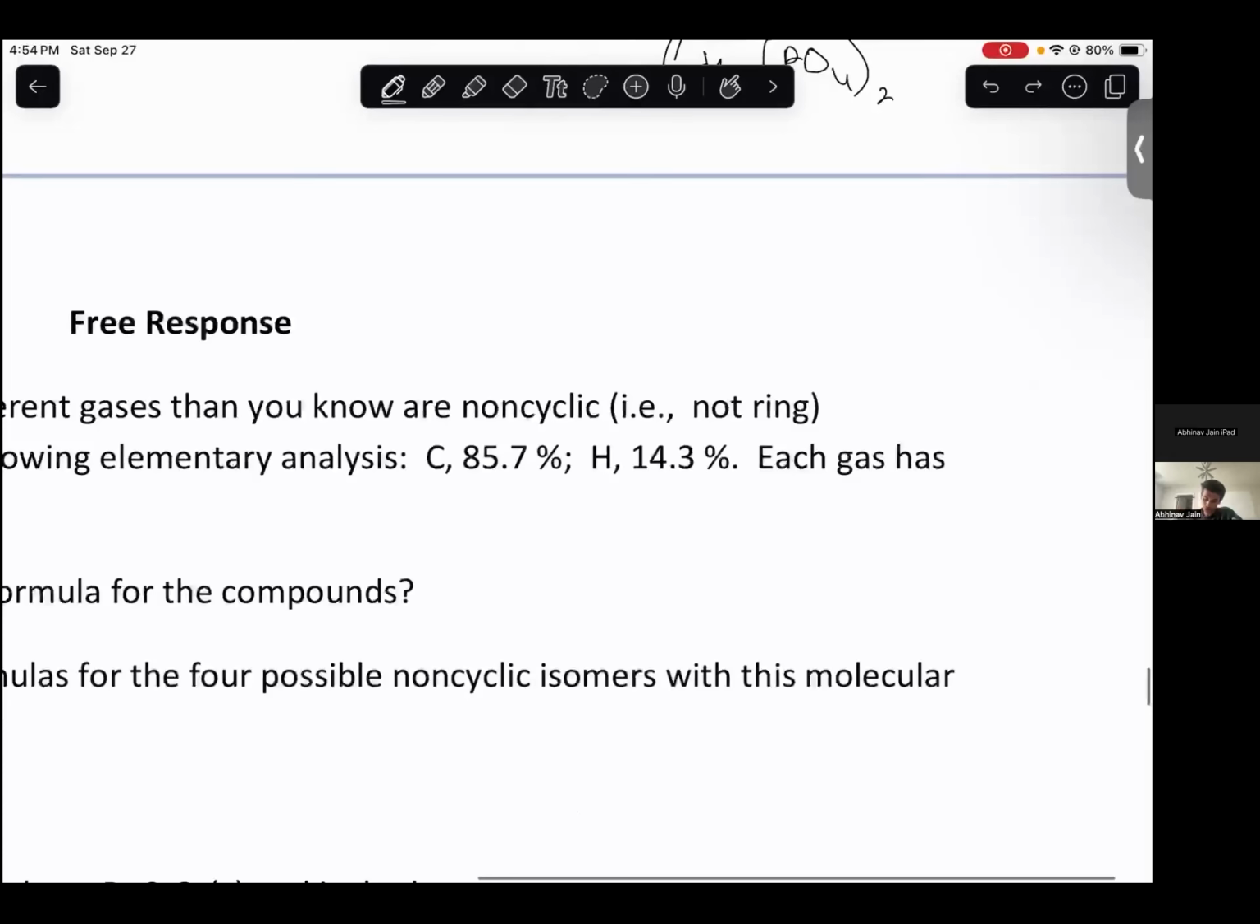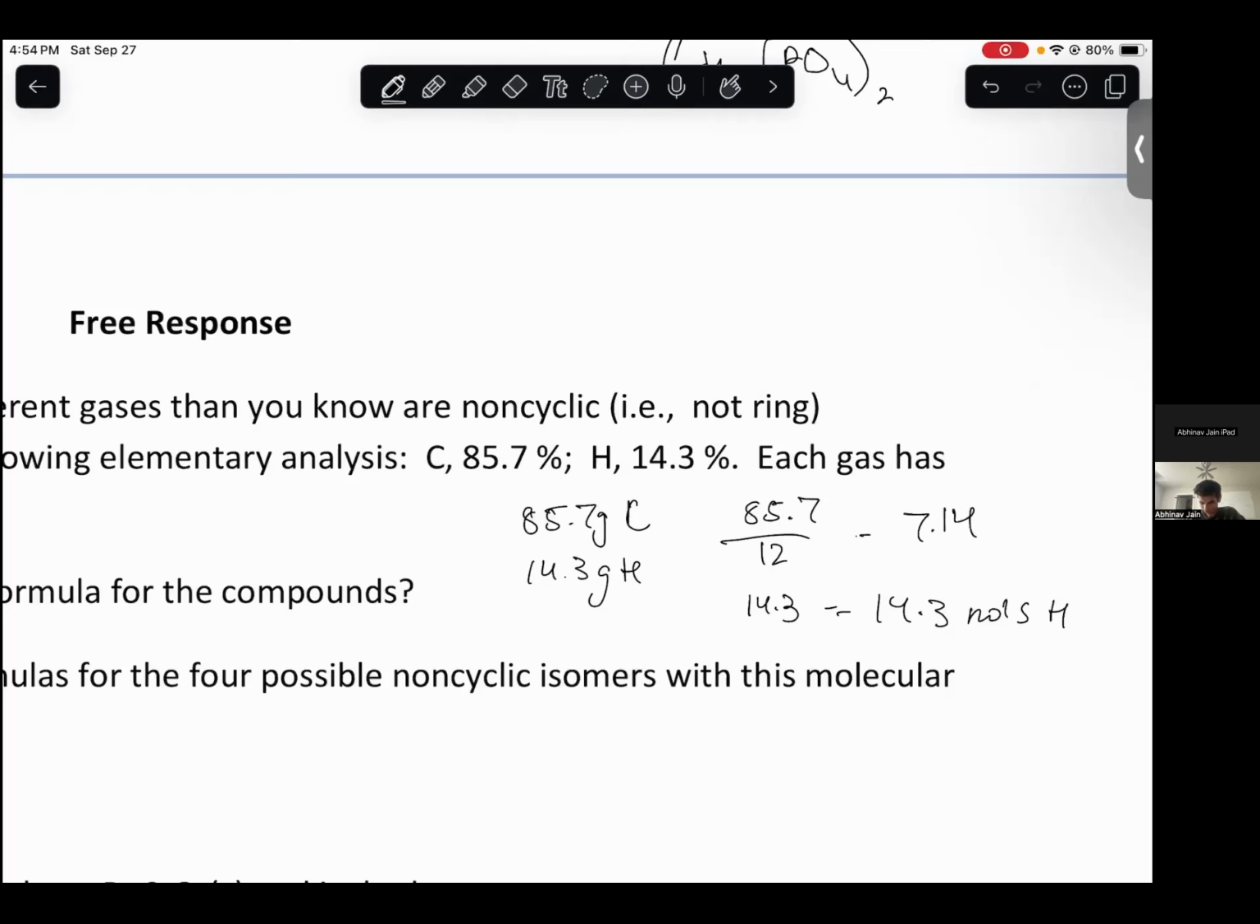So if we assume a 100-gram sample of this compound, that means we're going to have 85.7 grams carbon and 14.3 grams hydrogen. So 85.7 divided by the molar mass of carbon, which is 12, and 14.3, that's just the molar mass of hydrogen. The molar mass of hydrogen is 1. So it's going to be 14.3 moles hydrogen and 85.7 divided by 12. It's going to be 7.14.